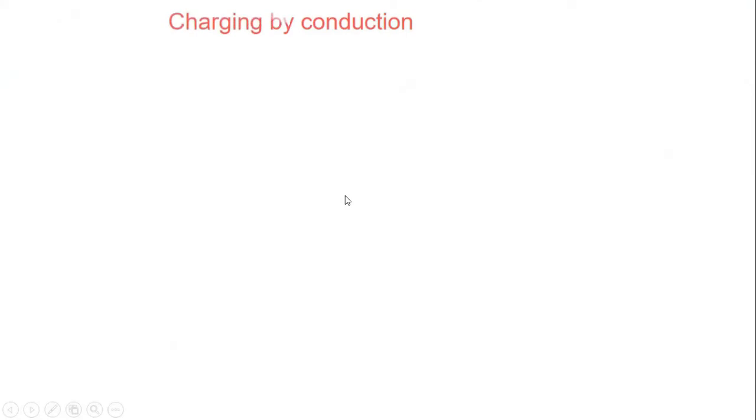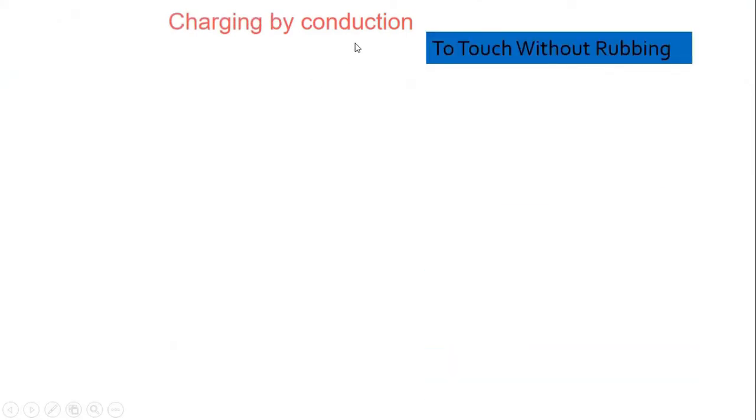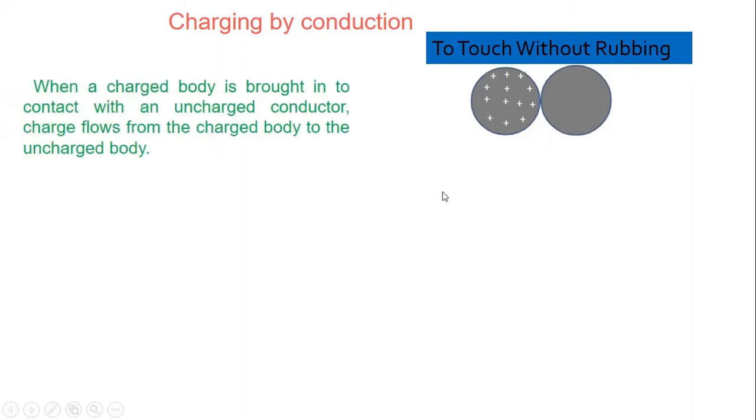Now the next and the last method of charging is charging by conduction. The difference between conduction and induction is that here we have to touch the two objects without rubbing. The two objects are in contact with each other, but we are not rubbing them. Mind it, the keyword here is that they are in touch with each other. In induction they were not in touch; there we were charging without touching them.